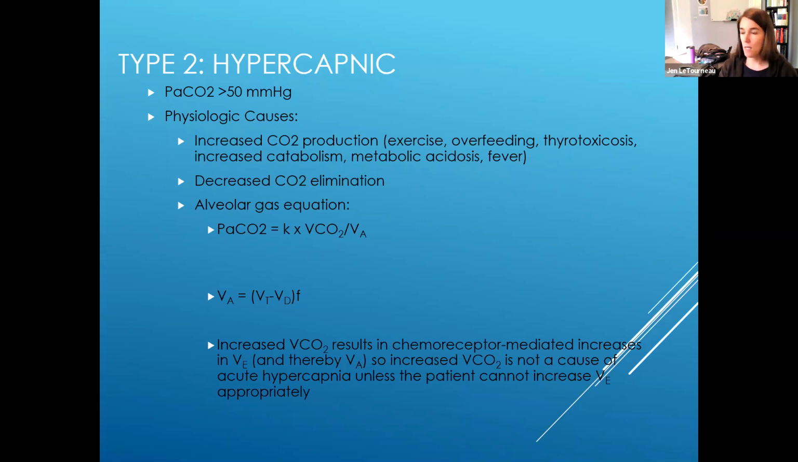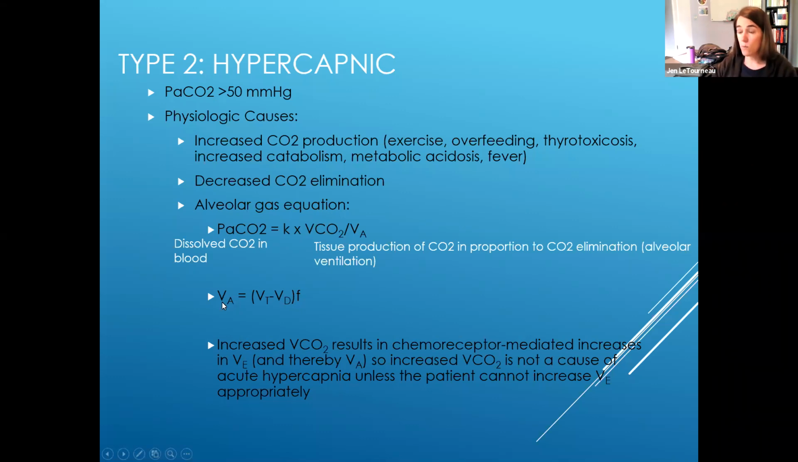And memorizing always sucks. So think about PaCO2 is equal to a constant times the production of CO2, so it's VCO2, divided by alveolar ventilation, right? So how much do you produce and how much do you eliminate? And that creates how much PaCO2 you have dissolved in your blood that we can measure. So what we really want to know is what leads to alveolar ventilation, because that's how you eliminate CO2, right?